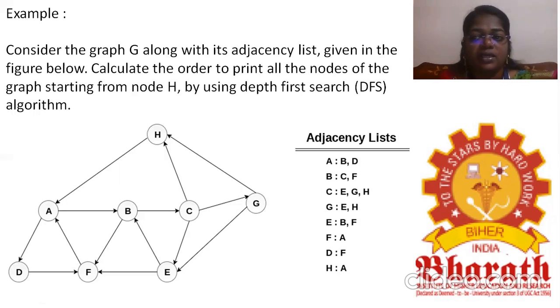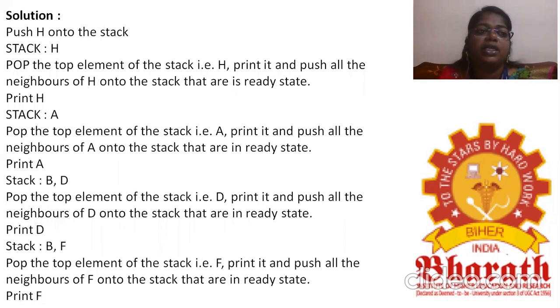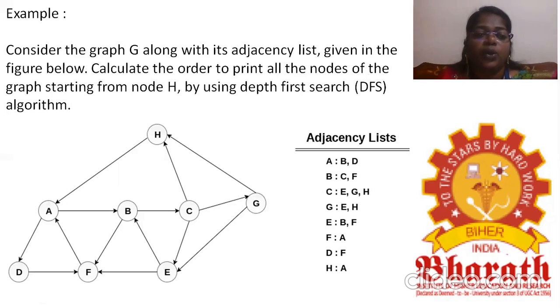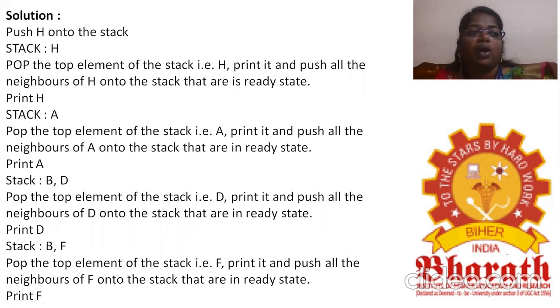How are we going to visit this graph? Initially, we are going to start with the node H. We push the node H onto the stack. Now the stack has H on the top. Now we pop the element available at the top of the stack. H will be there in the top. When we are popping the element, we print that element, H.